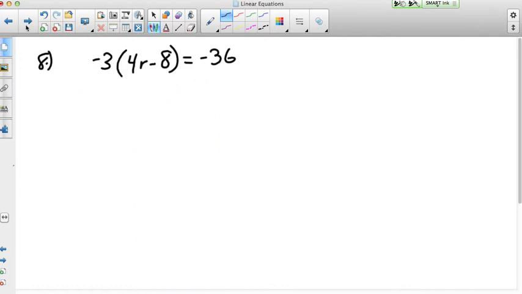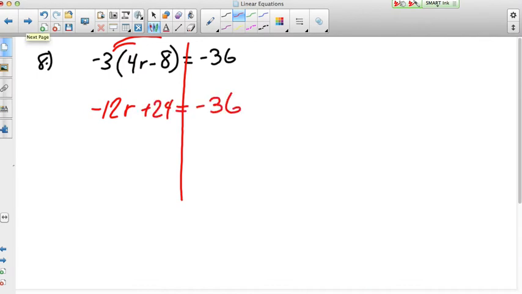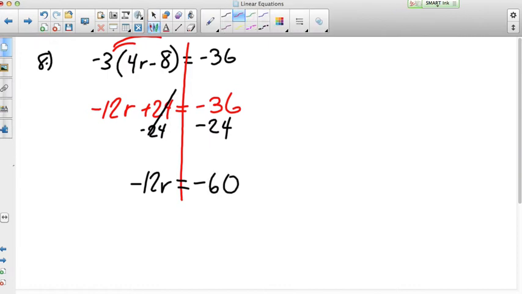Number 8. Railroad tracks. Distribute: negative 12r plus 24 equals negative 36. Subtract 24 from both sides. This cancels. We're left with negative 12r equals negative 60. Divide both sides by negative 12. r equals 5.